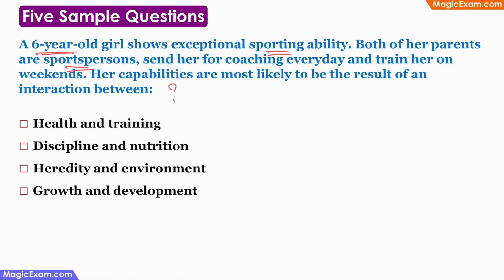Now here, because we are being told that both of her parents are sports persons, it is highly likely that the athletic or sporting ability of the child is because of heredity, right? So heredity is one of the options, and just heredity does not guarantee the growth and development of a child. Even environmental factors are also very important. Therefore, the correct answer here is heredity and environment.